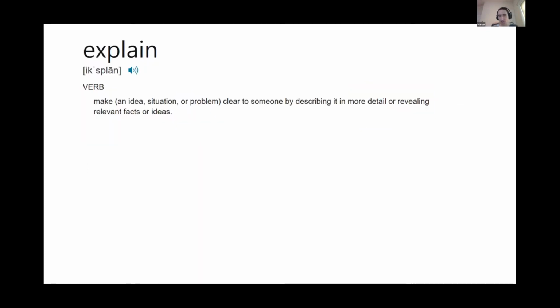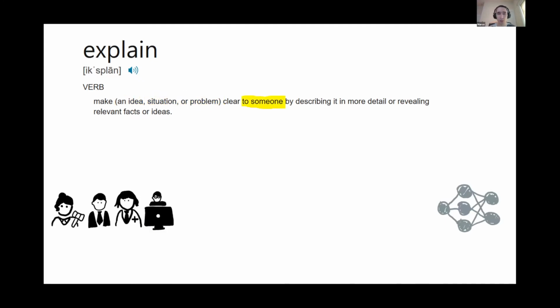Here's a dictionary definition. To explain is to make something clear to someone by describing it in more detail or revealing relevant facts or ideas. And what we're making clear in this case is a model or its predictions. We have a model and want to understand what it's doing. The someone, I already said, really depends on who the someone is. So there's a bunch of different stakeholders who may want to understand what's going on or get things cleared up. To make it clear, as I said, requires some communication. So I drew a funny telephone in there where you have communication going from the model to humans.